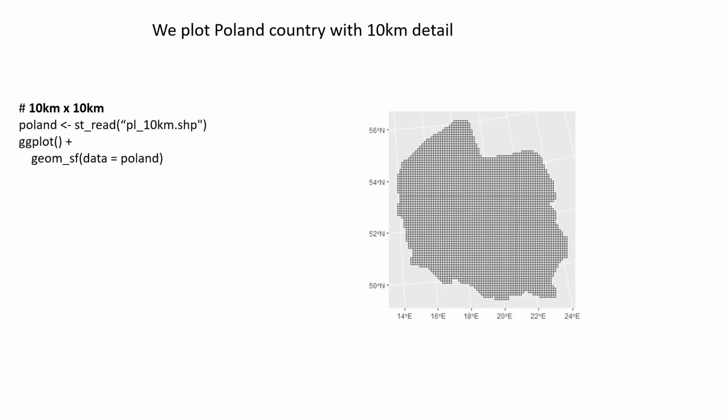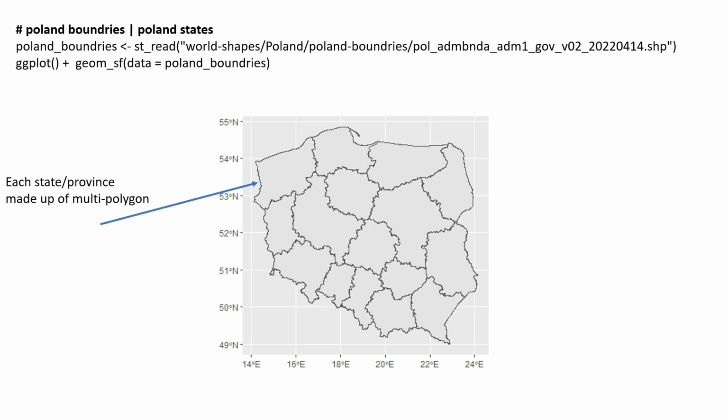This is the map using a 10 kilometer zoom level, and it shows you more detail, and it will look more similar to the Google Maps Poland map. You can compare it with the Google Maps Poland map. You can also plot states likewise.